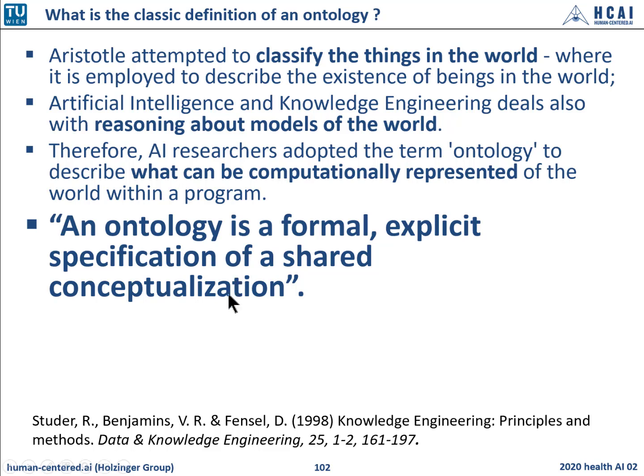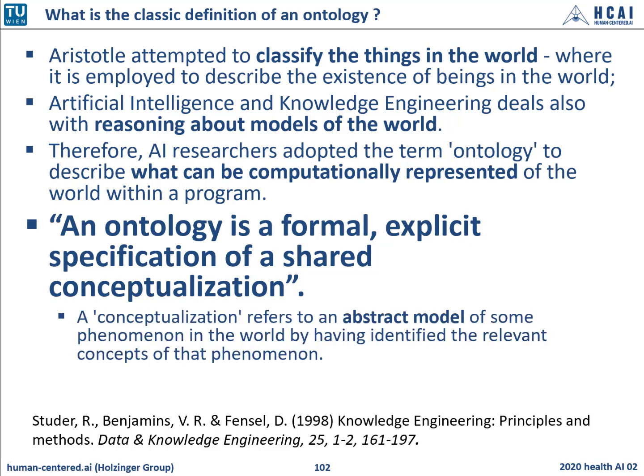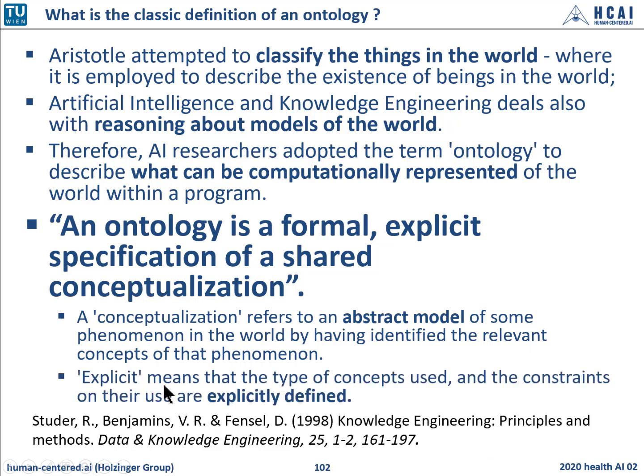You have heard now context so often, and this is a very good example for it. So a conceptualization refers to an abstract model of some phenomenon in the world by having identified the relevant concepts of that phenomenon. And explicit means that the type of concepts used and the constraints on their use are explicitly defined.